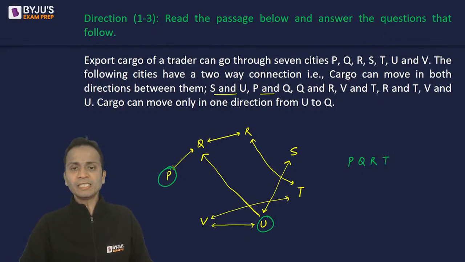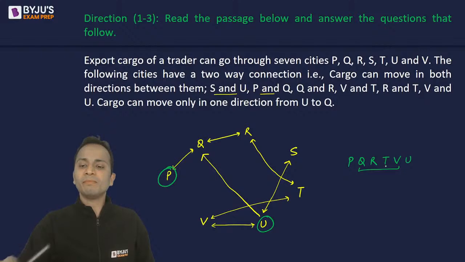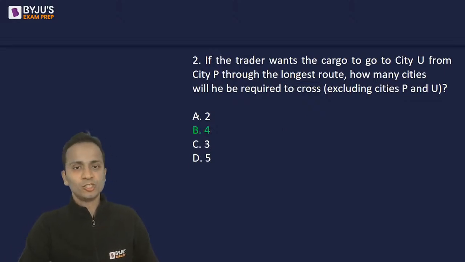Now after reaching T, I can go to V. There is only one possibility. And then once you have reached V, you will have to go to U only. Again there is one possibility. So कोई fight ही नहीं है, यहाँ पे सिर्फ एक ही possible route है between P and U, and we are crossing through 4 intermediate cities. So the correct answer should be equal to 4. That is option B. So option B, 4 is the correct answer.